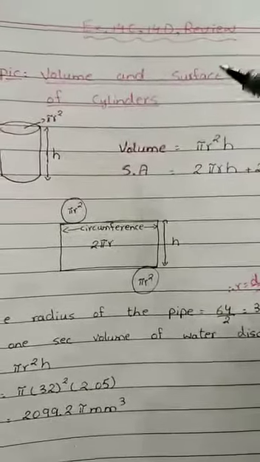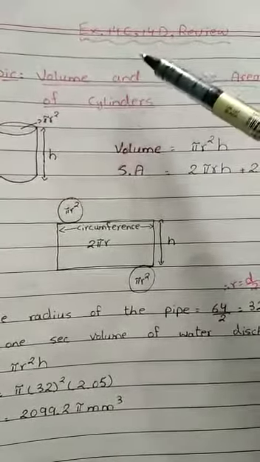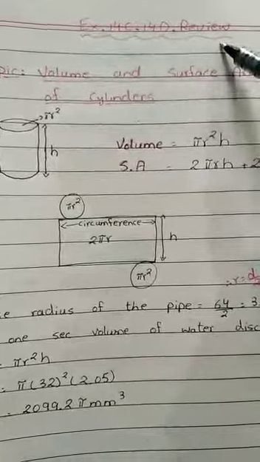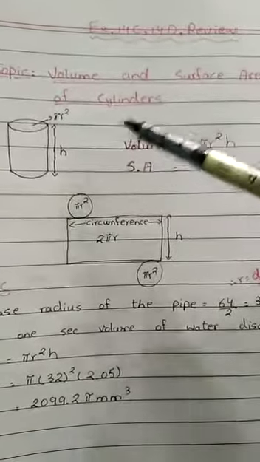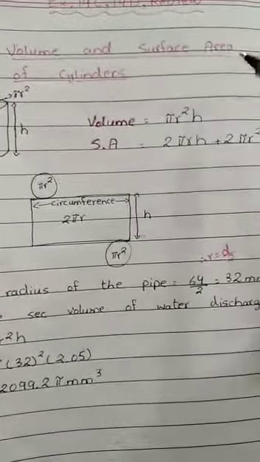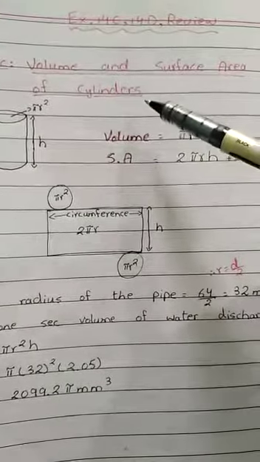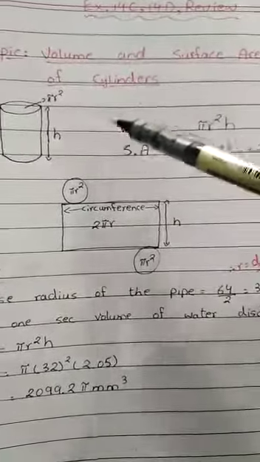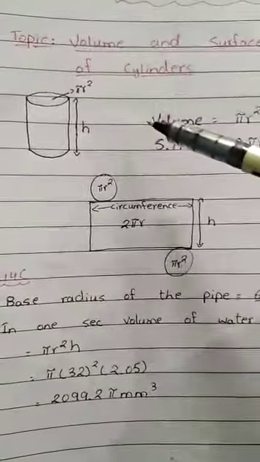Good morning, students. Today we will revise exercise 14C, 14D and the review exercise. In these three exercises, we will discuss how we can find out the volume and surface area of cylinders. First I will explain what a cylinder is.